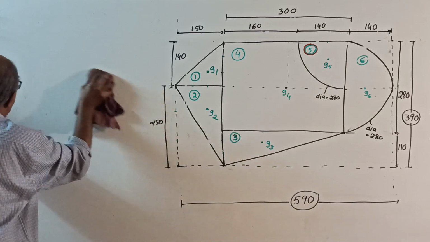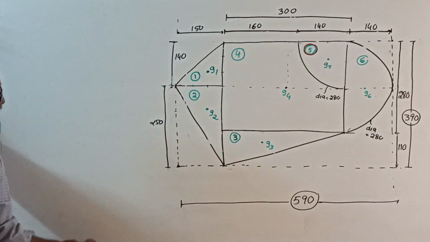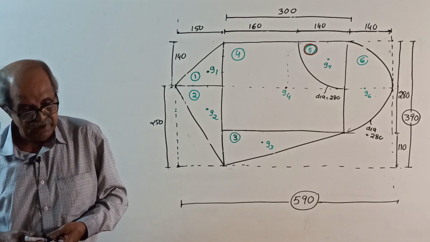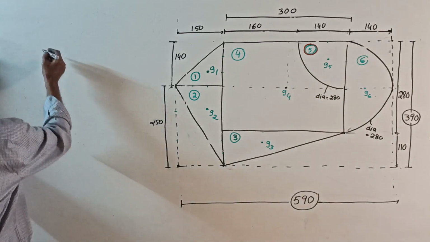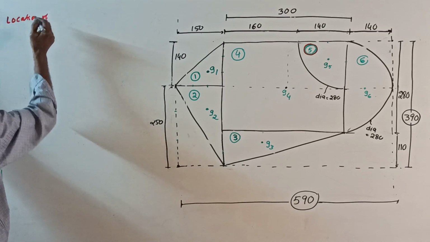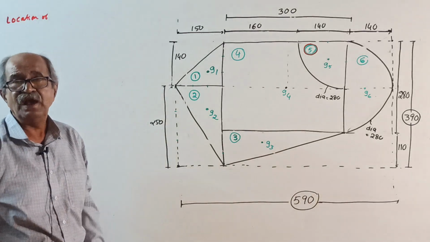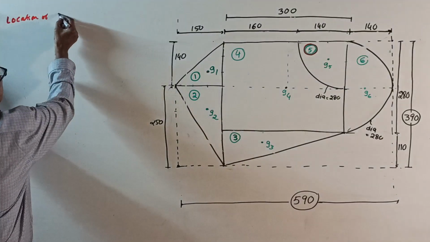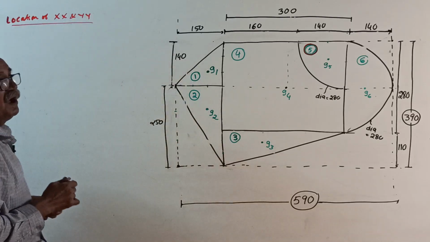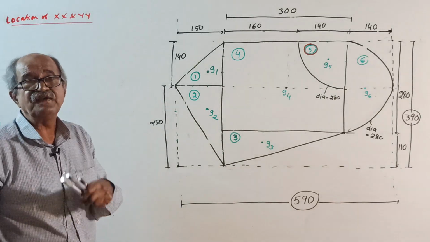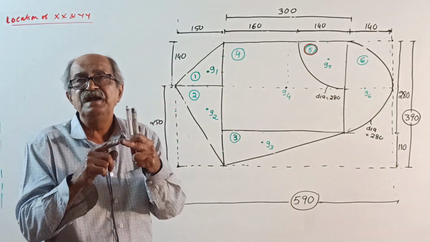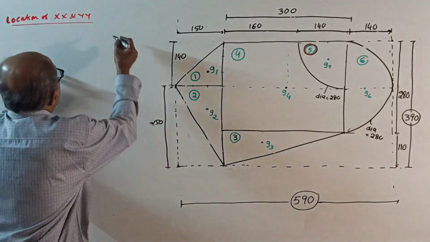Now some statement I will write. First, location of xx and yy: you are asked to find I about xx and I about yy. So the location of xx and yy is the centroidal axis, that is the horizontal centroidal axis and the vertical centroidal axis, and their intersection is centroid G. That all you write here.